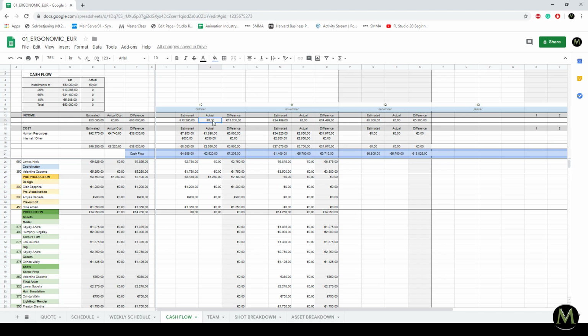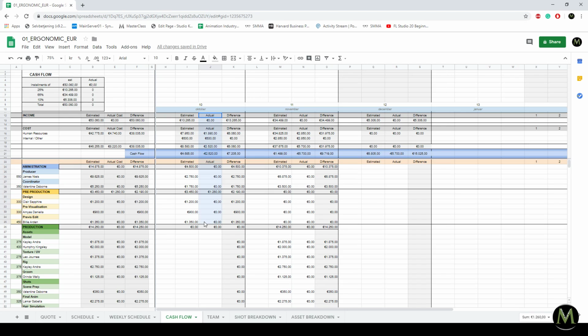Then it's important that these numbers don't count yet, because the difference can't be made and the actual number can't be made, because our production is not yet started. At this point, we're at zero in all these things here. These are just our estimates.